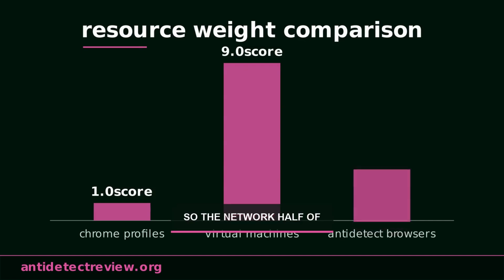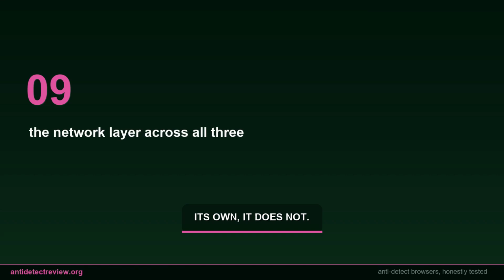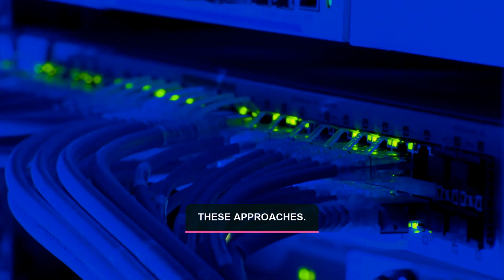So the network half of the separation is your job no matter which you pick. People sometimes imagine a VM or an Antidetect browser hides their IP on its own. It does not. You attach proxies in every case, and the quality and matching of those proxies matters as much as the tool. This is the great equalizer. The proxy work does not go away with any of these approaches.